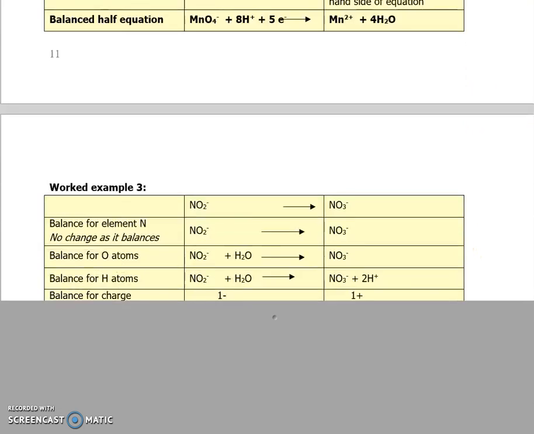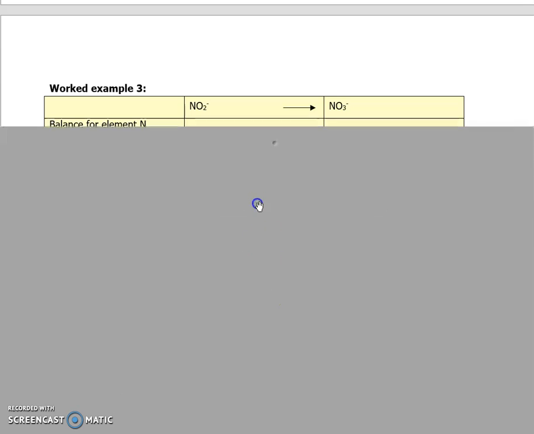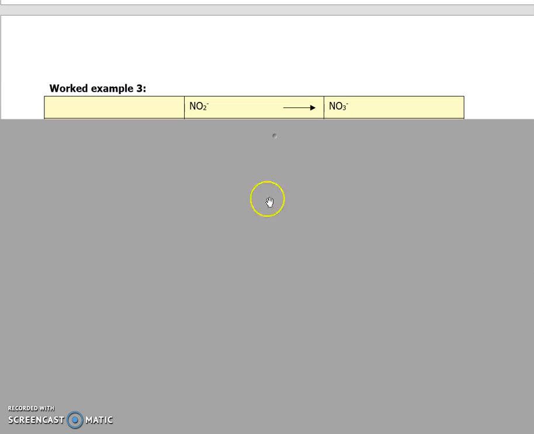One more example here. Again, feel free to pause the video and do this one yourself. Here we've got a nitrite ion being converted into a nitrate ion. This is nitrate(III), this is nitrate(V). The old-fashioned name for this was nitrite. The first thing we've got to do is check, are we balanced for atoms? We've got 1 nitrogen, so that's balanced.